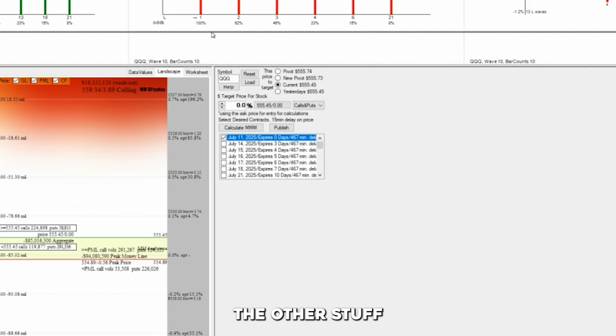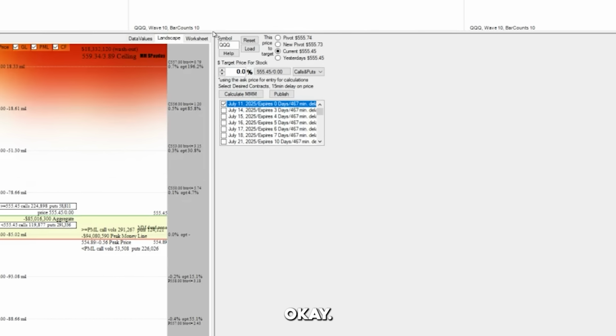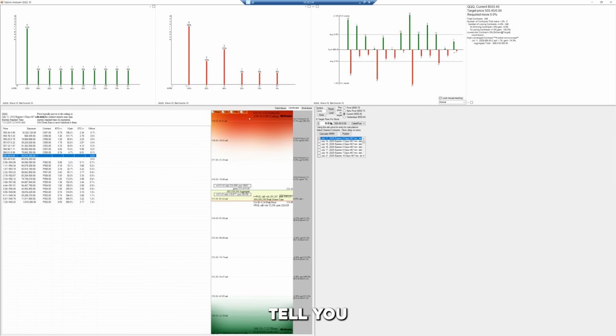it is a bit different from all the other stuff out there, if that makes sense. First of all, I'm going to tell you the basics. This is the ceiling. This is the floor. This is the PML, this red line right here, and this is the green price line. Does that make sense?